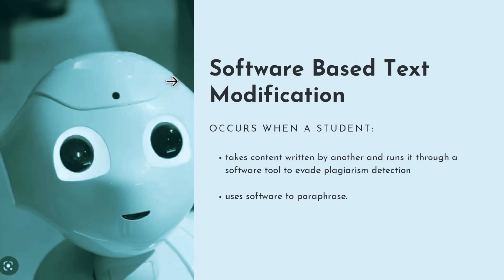This is why software-based text modification is also a form of academic misconduct. It occurs when a student takes content written by another and runs it through a software tool to evade plagiarism detection. For example, you cannot use online services such as Quillbot to take content and paraphrase it for you. Even if you attribute the paraphrased work to the original author, this is still academic misconduct, as the paraphrase created is not work that's been created by you.